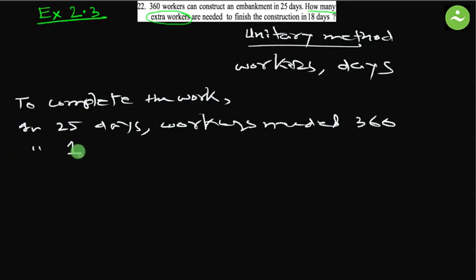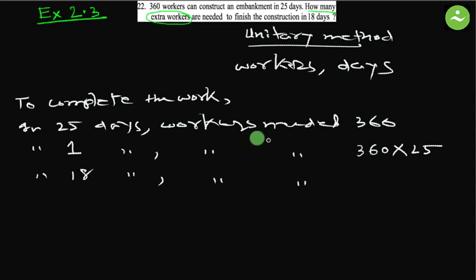In 1 day, in the unitary method, we have to find out the unit value. So in 1 day, workers needed, the piece of work remains the same. So if we want to complete the work in 1 day, we have to use more workers. So in 1 day, workers needed, we multiply 360 multiply 25. In 18 days, if we want to complete the work in 18 days, the workers needed.